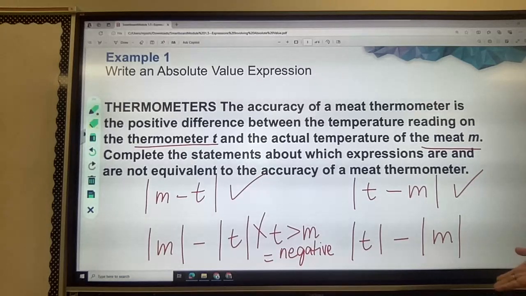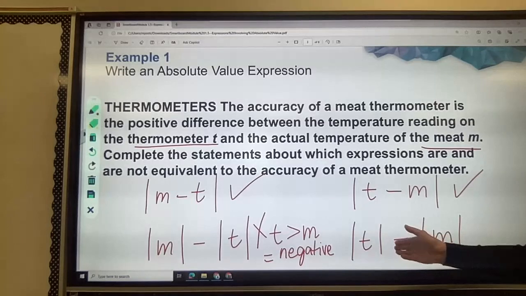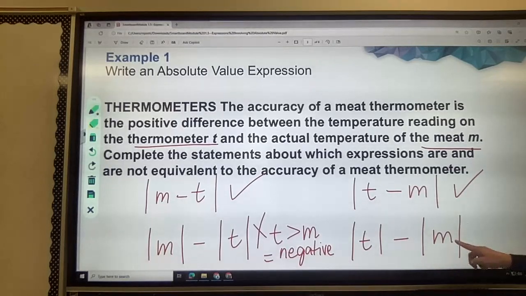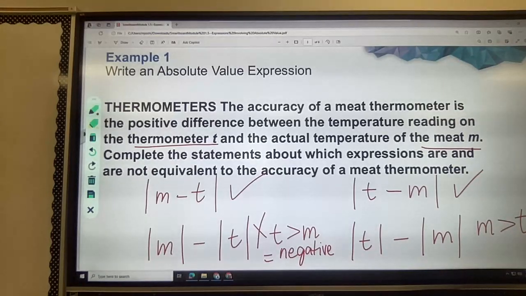And let's look at the last one. It's saying the absolute value of T minus the absolute value of M, and this expression is not equivalent to the accuracy of a meat thermometer in all cases, because if M is greater than T, then T minus M is going to be negative. Okay, then it will be negative. So therefore this one is not correct. So let's go ahead and look at another problem.